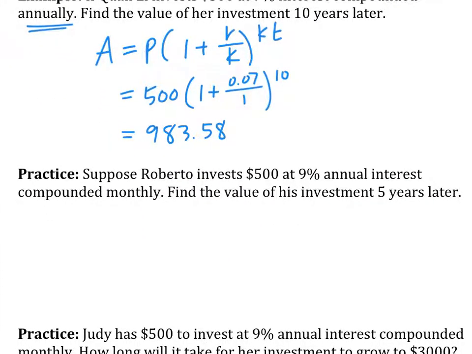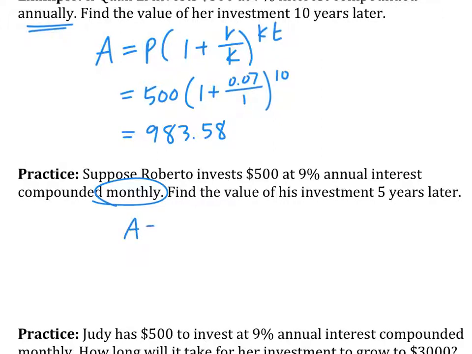Suppose Roberto invests $500 at 9% annual interest, compounded monthly. Find the value of his investment 5 years later. All right, 1, 2, or 3. Hold up your fingers. 2. Yes, still 2. So this is compounded monthly. That's kind of the key word. So the key word is how often is it compounded? Monthly. So monthly means 12 times a year. So go ahead and figure out the answer. Let me know when you're done.